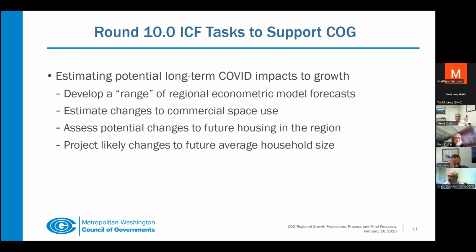We also looked at changes to commercial space in our region. We also asked the consultant to look at any potential changes to future housing in the region, and they were able to do some analysis for that. And we asked them to look at any potential changes to average household size because of the pandemic.